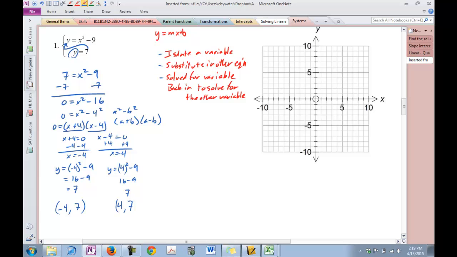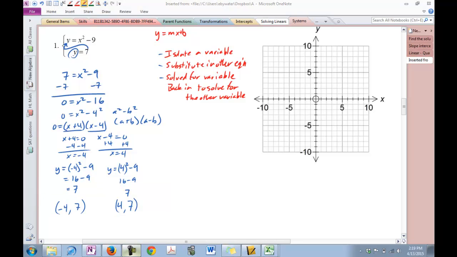Now, of course, at this point, the best idea and what you should do in your homework is make sure that those points actually work. Put in negative 4, 7 and 4, 7, and make sure that it actually works in both equations, that it really is a solution. All right? So there we go. That's substitution. That's all there is to it.